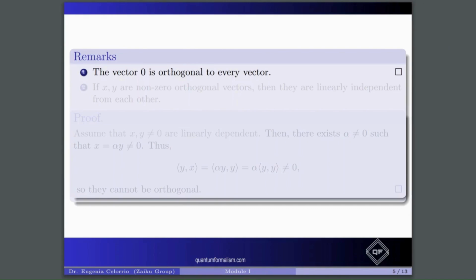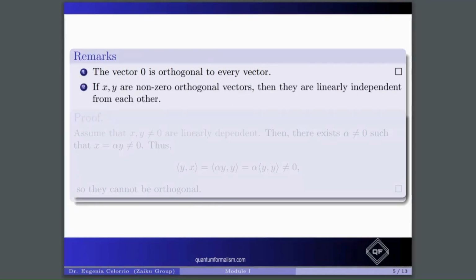Now, just a small teeny tiny remark, the 0 vector is not orthonormal to any vector, because the norm of the 0 vector can never be 1, it's always 0. Now, a very important detail is that if we have two vectors that are non-zero and they are orthogonal, then they are also linearly independent.